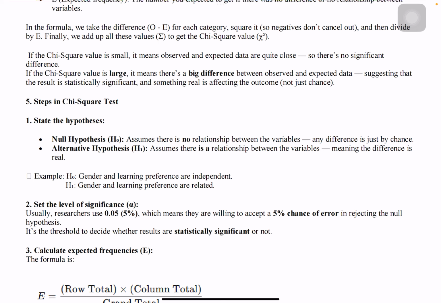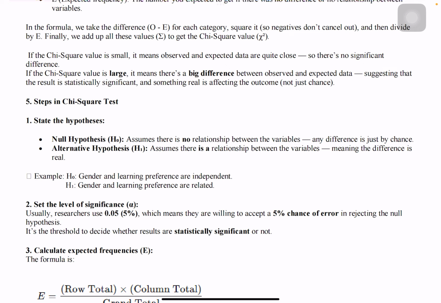Any difference is just by chance. Alternative hypothesis H1 assumes that there is a relationship between the variables, meaning the difference is real. Example: H0, gender and learning preference are independent. H1, gender and learning preference are related.